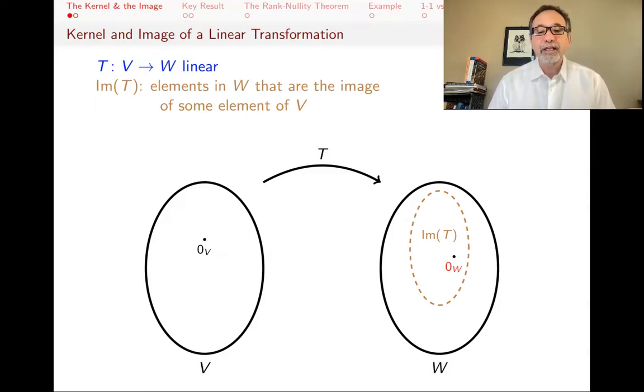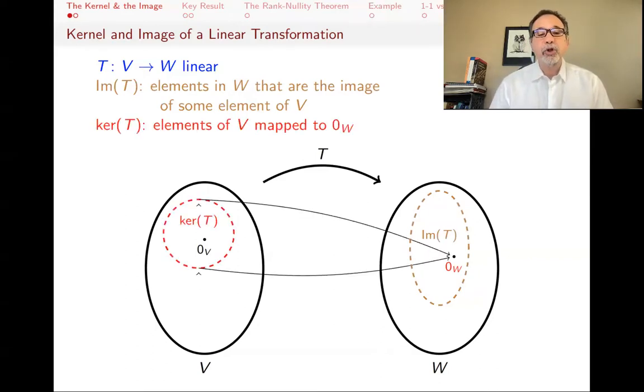That set of elements is called the image of T. Among those is the zero of W, because for a linear transformation, zero of a vector space always goes to the zero of the codomain. And then there are some vectors that are called the kernel. Those are all the elements in the domain that are mapped into the zero of the codomain. So the kernel is a bunch of elements in the domain. Which ones? The ones that get mapped to zero.